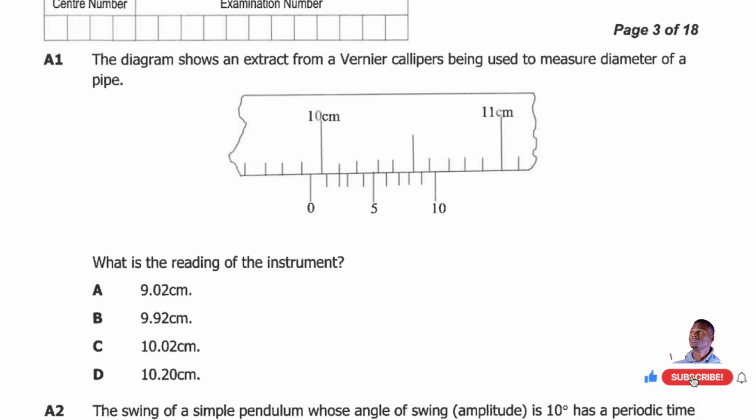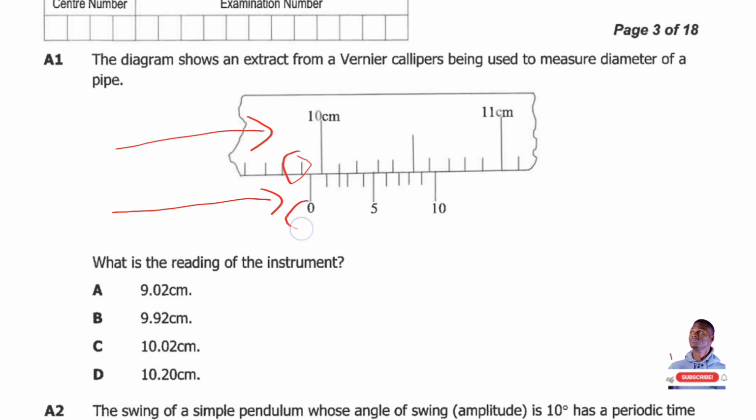pipe. So this is an extract given here. To calculate the reading of the instrument, you need to know the reading of the Vernier calipers. So this is the main scale, and this down here is the Vernier scale. What you do is first come up with the reading on the Vernier scale. Where do you start from? You start from the mark that is just before the 0 mark on the Vernier scale down here.